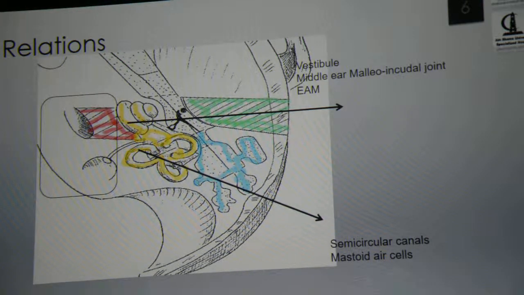To reach the Translab Approach, we must know the relations of the internal auditory canal. As we all learned in anatomy, if I want to know a structure, I should know its relations. What are the relations of the internal auditory canal? You tell me.